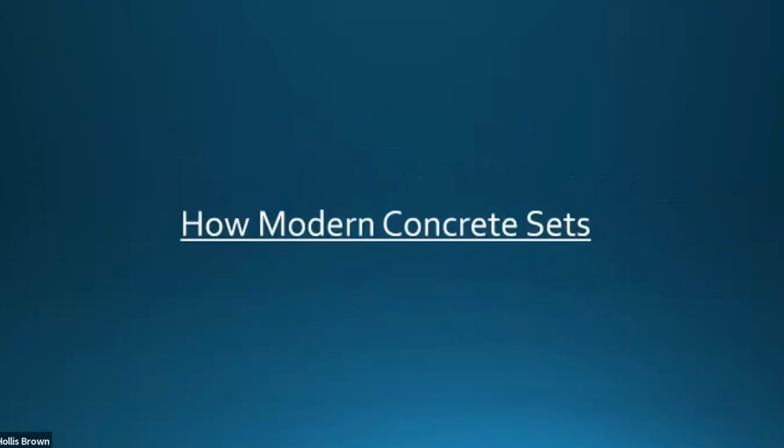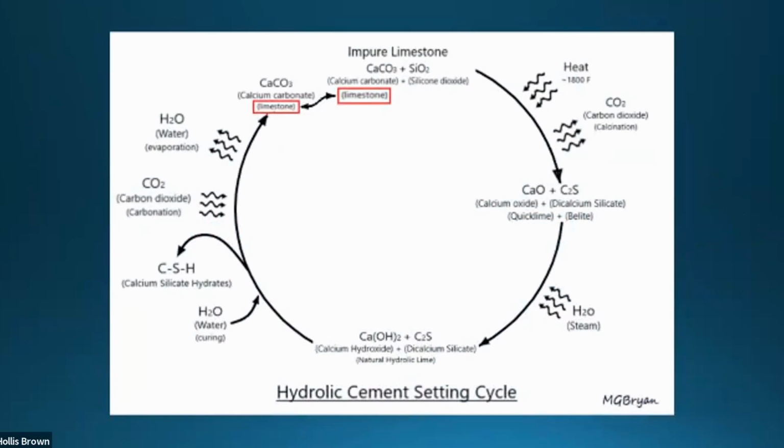So how modern concrete sets is through this. This is the lime cycle, but also there are certain things that are added that will cause the majority of the concrete to set through hydration, and it starts forming silicates. We'll cover that in just a second. A portion of it continues with the lime in it to go back to limestone, but the majority of it is going to set through a different process, and that's through hydration. In other words, the water is what's starting the setting process.